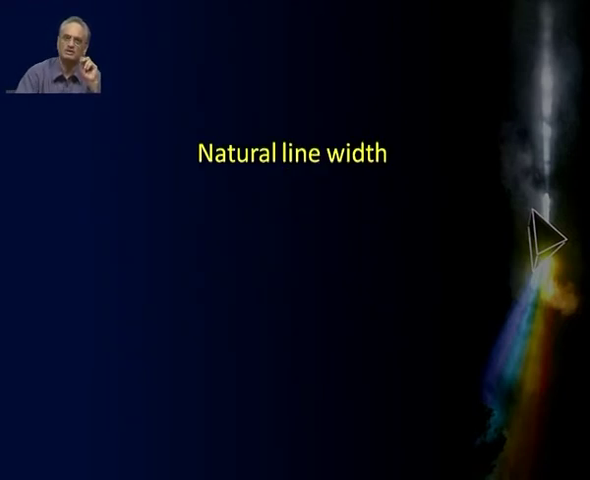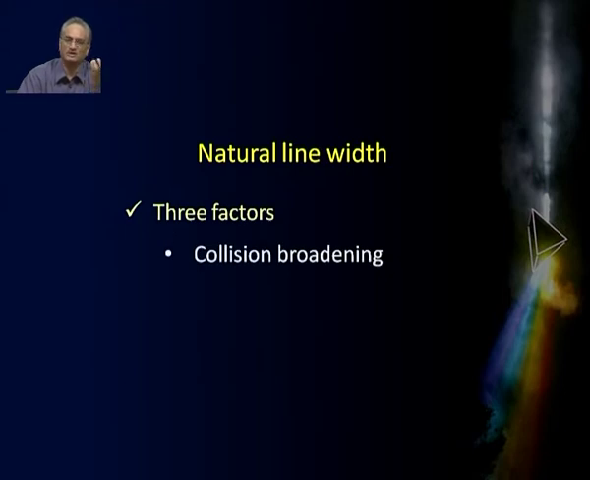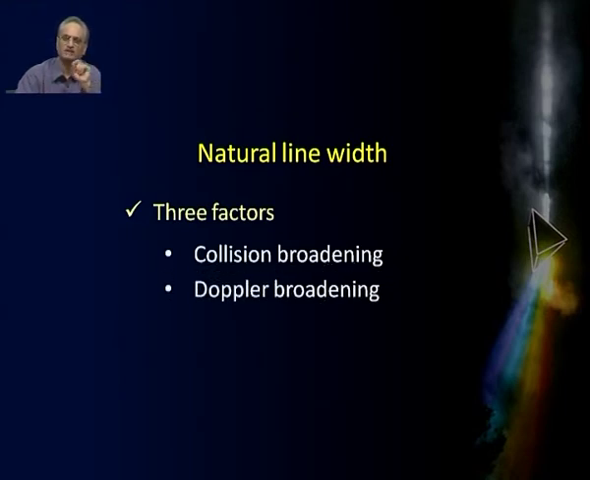Let us talk about the natural line width, the intrinsic or the natural line width here, and the natural line width in turn depends on another 3 factors. Since I am talking about a broadness, a width, the factors are called collisional broadening, second is called Doppler broadening, and third one is called Heisenberg broadening. Let us understand each one of them.